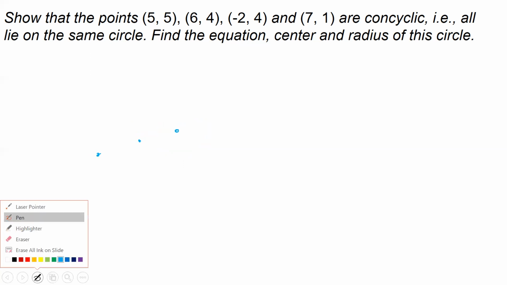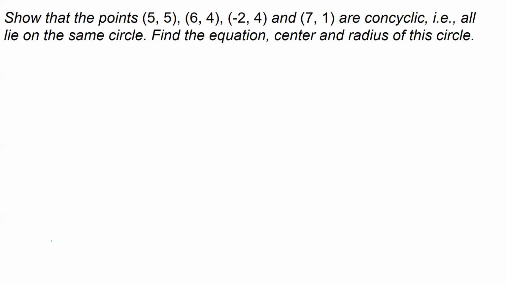Okay, but the question is whether 4 points can be concyclic or not, because if I take 3 points, I have a circle. It's not necessary that the 4th point lies on the same circle, or inside or outside the circle. So that becomes a question. That is what they have asked us to find out: whether these 4 points are lying on the same circle or not.